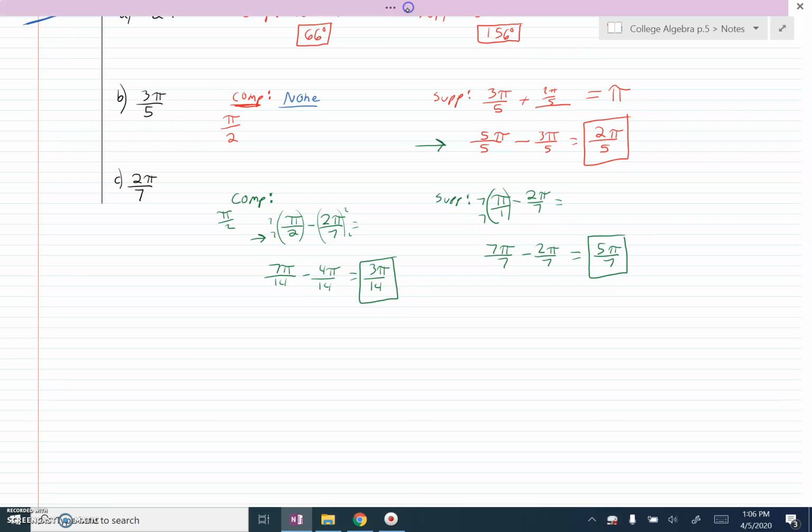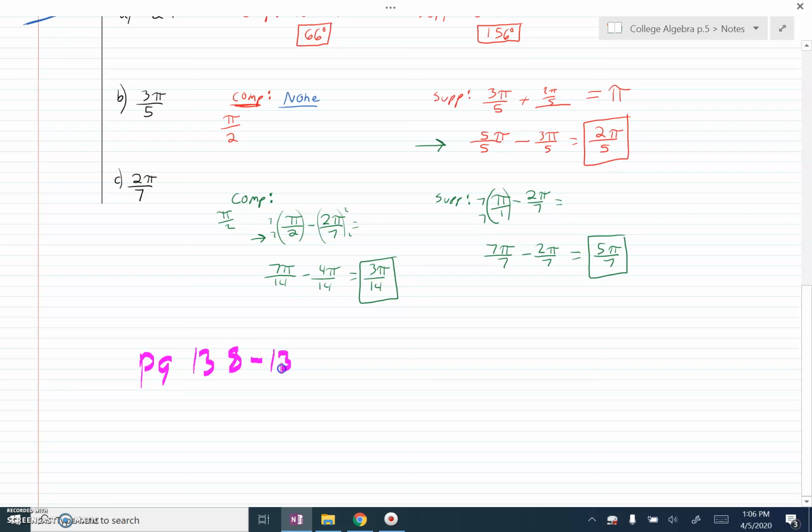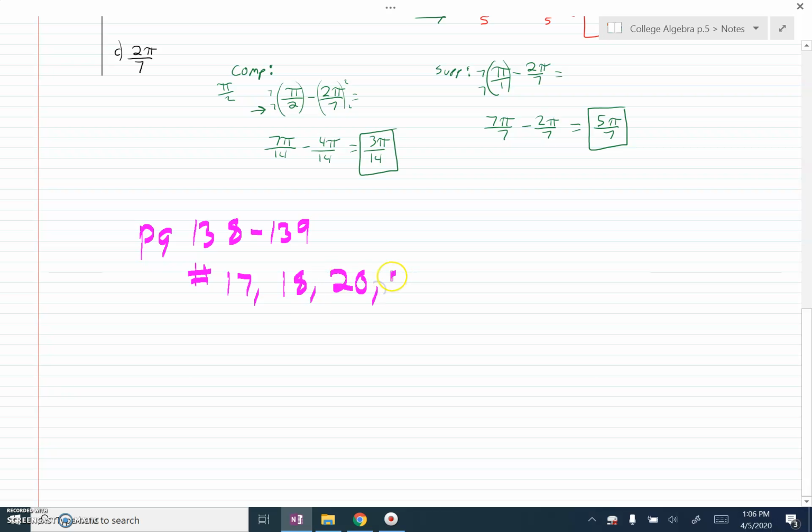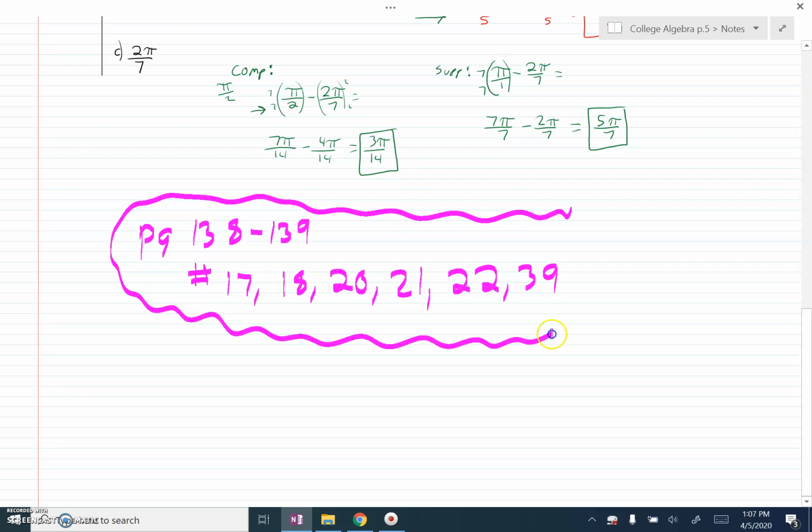Okay, so your work for today is page 138 and 139. I'll have a picture of that again on the homework assignment here. It's number 17, 18, kind of jumping around a bit. You have 6 questions, that's it: 20, 21, 22, and 39. Okay, so those are the homework problems. Homework will be due the next day at 10 p.m. So this is due Tuesday at 10 p.m.